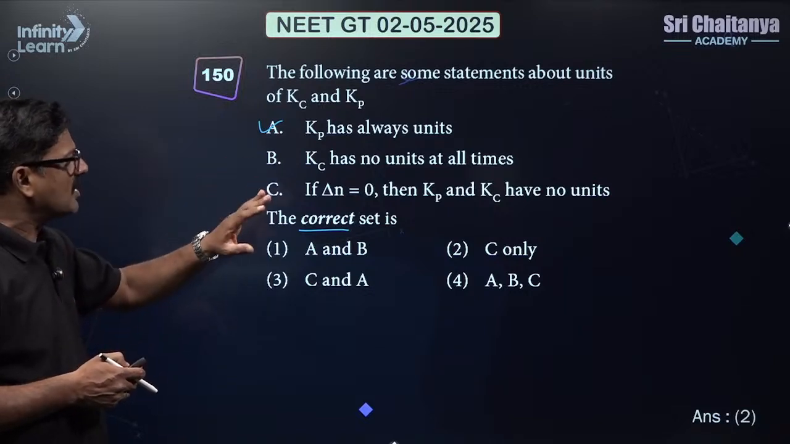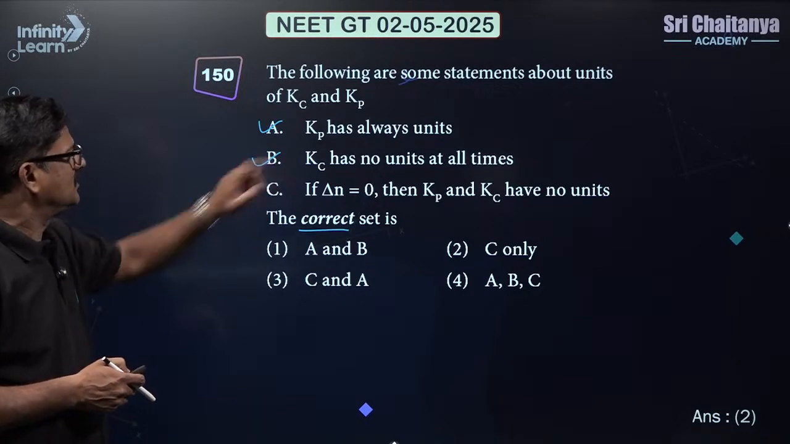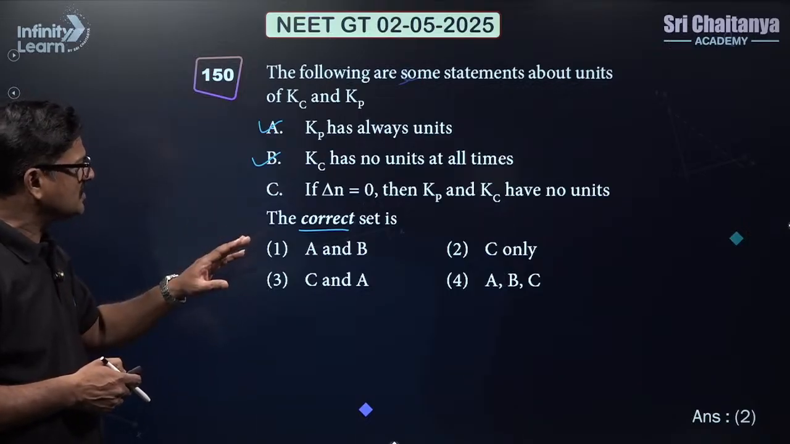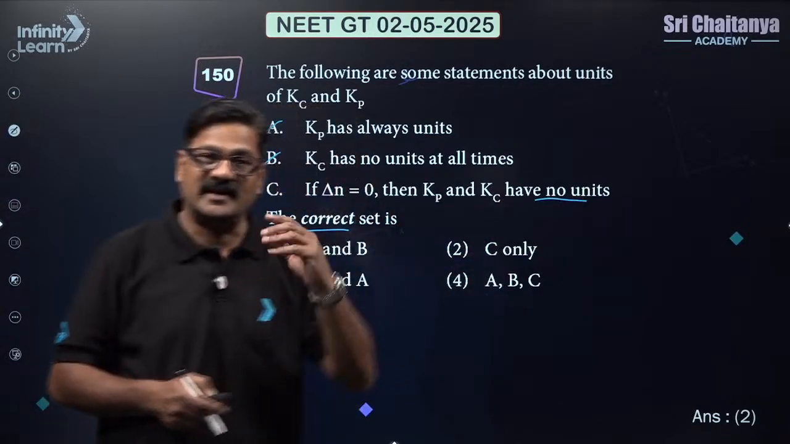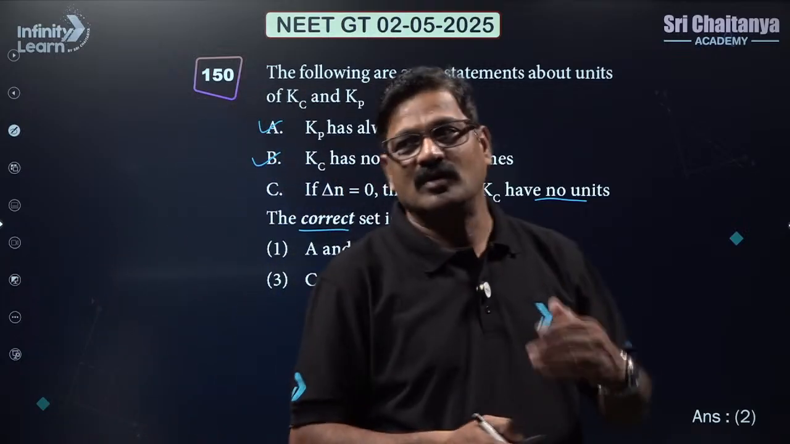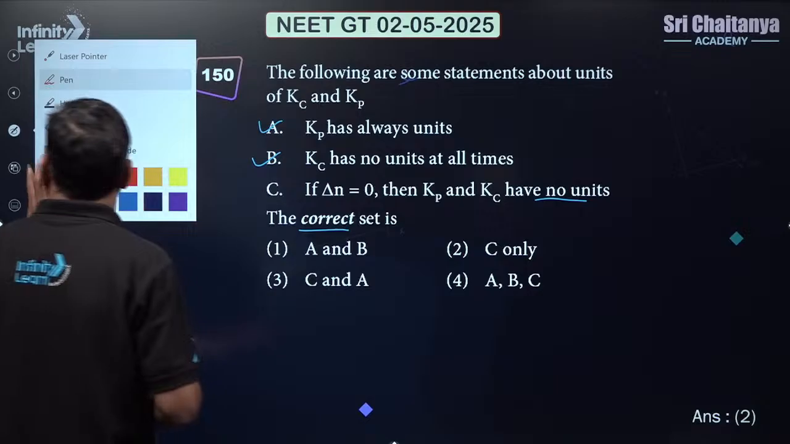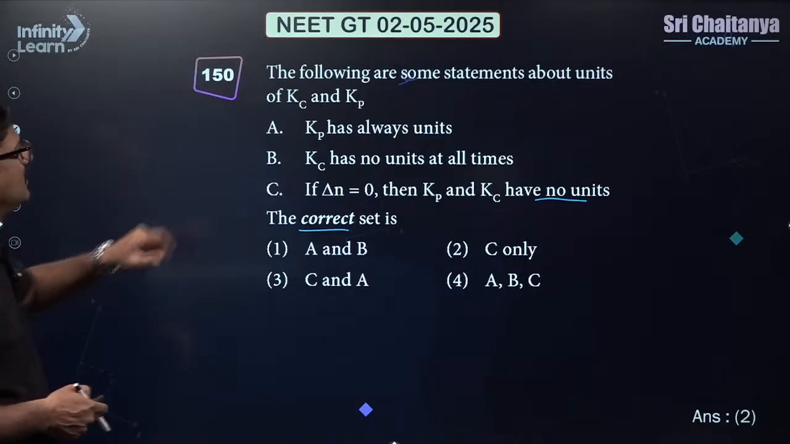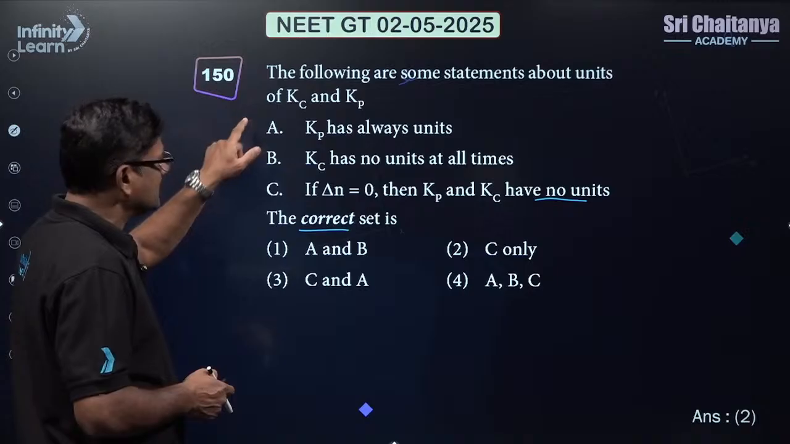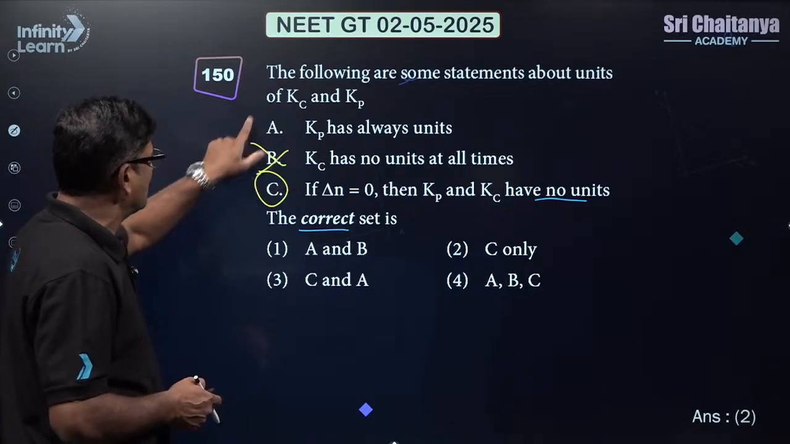Kc has no units in all cases, yes, of course. And if delta n is equal to 0, Kp and Kc have no units; otherwise some units will be there, either atm or mole liter inverse. Here Kp always has units, it cannot be unitless, and the correct one is this one. This is wrong and this is wrong.